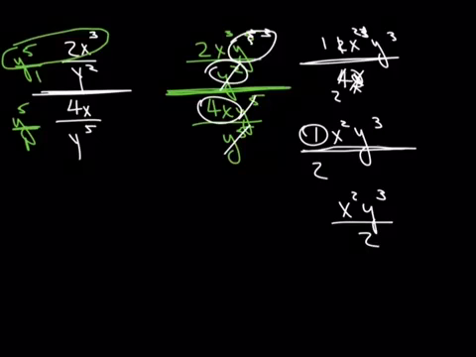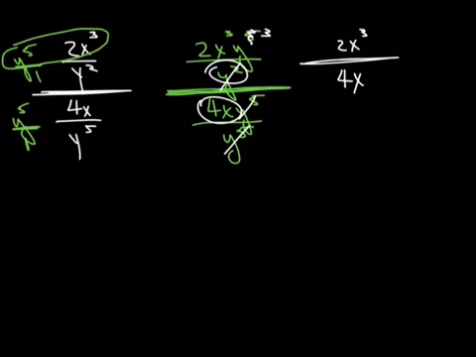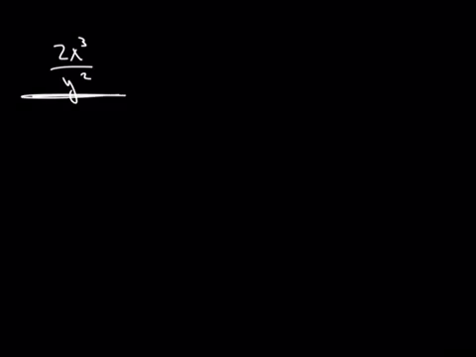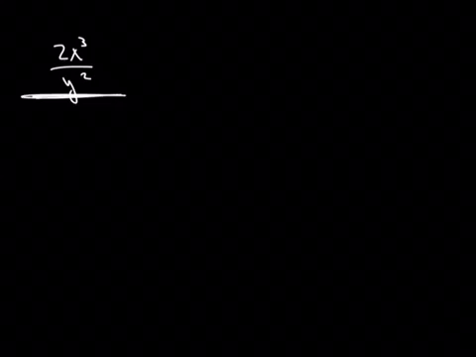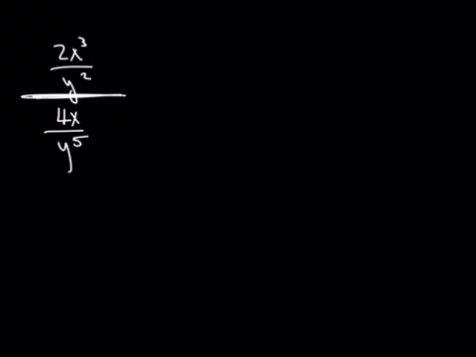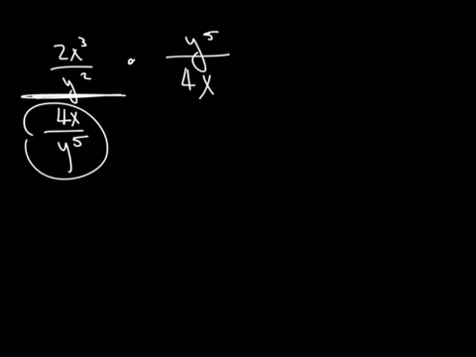Let's do the exact same problem. Let's see if I can get rid of a bunch of this stuff. Let's do the exact same problem using the division method. 2x cubed over y squared over 4x over y to the fifth. All right, so the division method says we're going to take that, flip it upside down, 4x, and multiply. So let's go ahead and get rid of this stuff here.